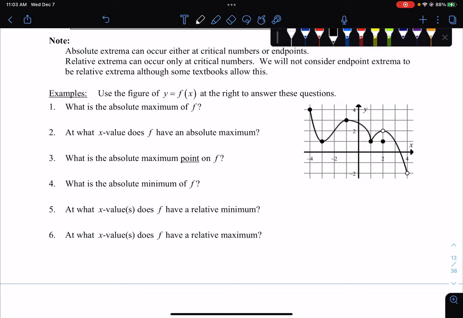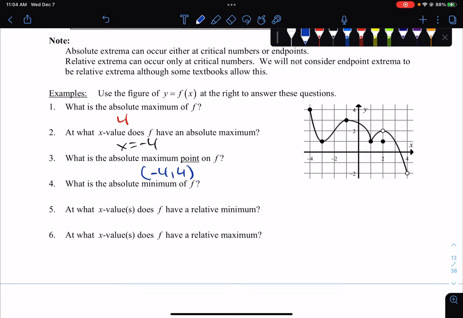So, examples. Use the figure of y equals f of x at the right to answer these questions. What is the absolute maximum of f? So when I look at this function, I am looking for the highest point, which happens to be this end point. And that value is 4. At what x value does f have an absolute maximum? Well, that absolute maximum happens when x equals -4. Okay, what is the absolute maximum point? Well, it's just that point, (-4, 4). It's where the absolute maximum happens.